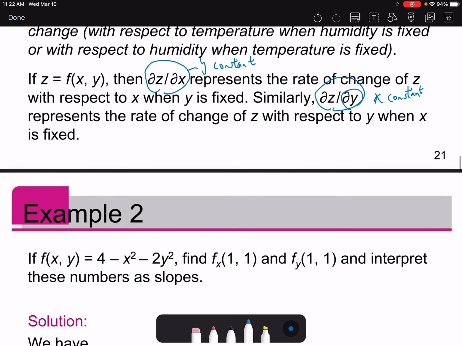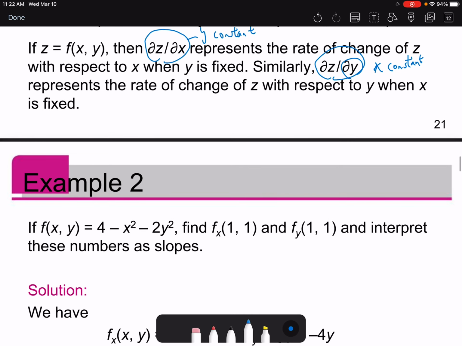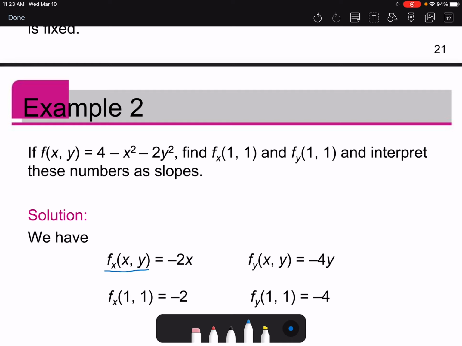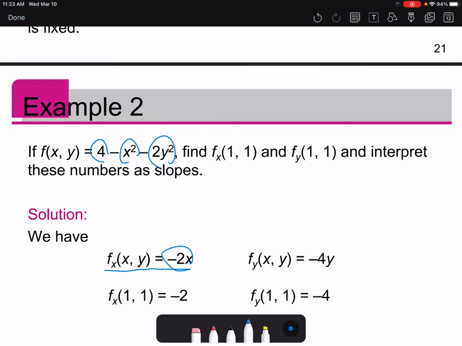If f of x, y equals 4 minus x squared minus 2y squared, find the partial derivatives of f at (1, 1) with respect to x and with respect to y. First of all, take a derivative, right? That's not bad. The partial derivative with respect to x, you get negative 2x because the other two terms are constants. Then you plug in (1, 1), you simply replace x by 1, and you get negative 2. For the partial derivative with respect to y, 4 and x squared are constants, so you have minus 4y right here. Replace y by 1, you get minus 4.